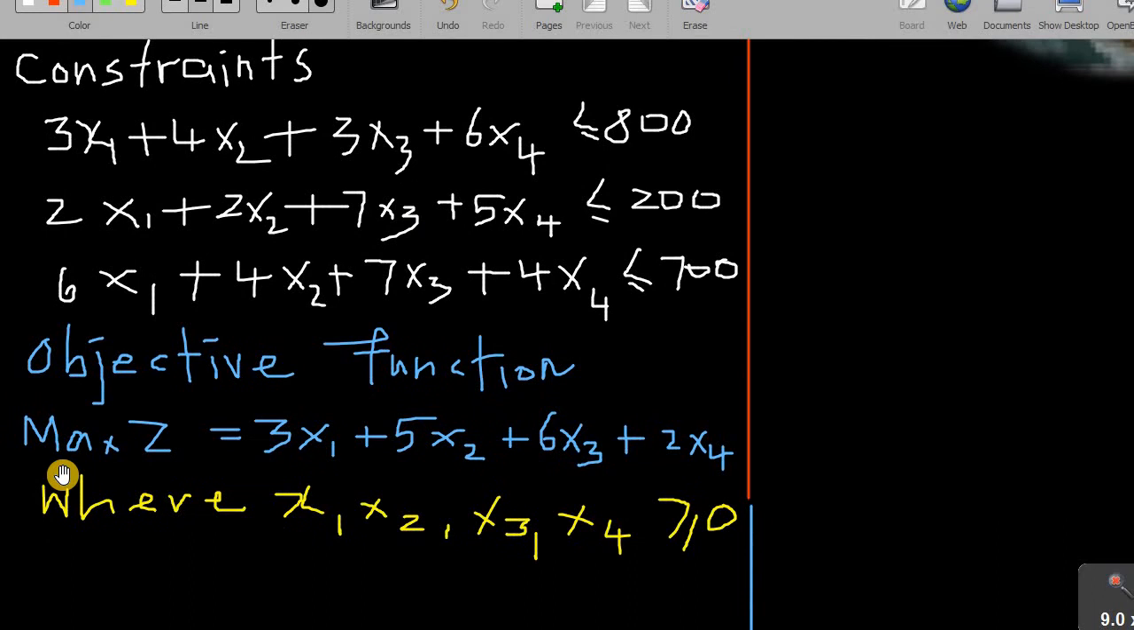So the objective function is: maximize Z equals 3x1 plus 5x2 plus 6x3 plus 2x4, where all of x1, x2, x3, x4 must be greater than or equal to 0, because x1, x2, x3, x4 are the number of products produced by product 1, product 2, product 3, product 4. So it never goes negative. Only the product can be made or cannot be made. So the value of all these variables must be greater than or equal to 0.